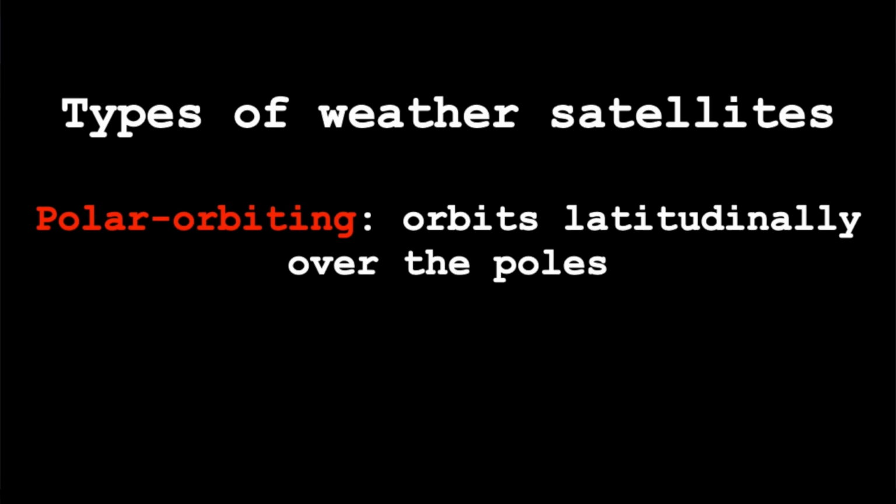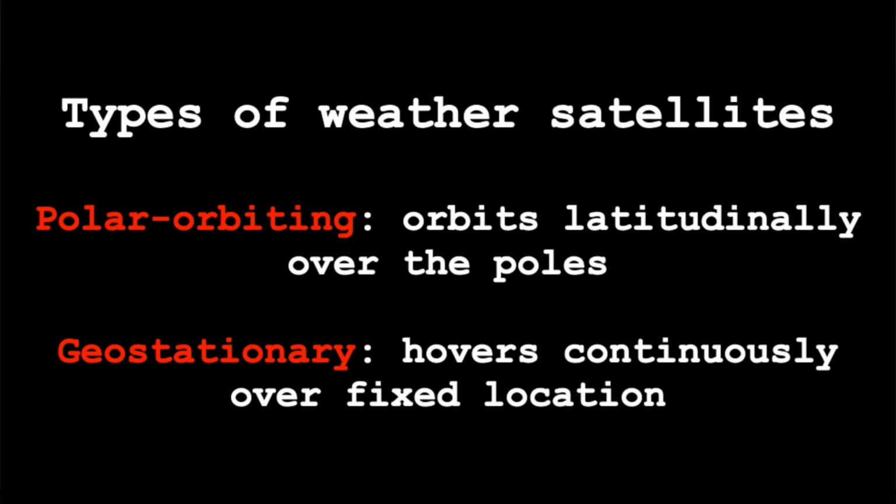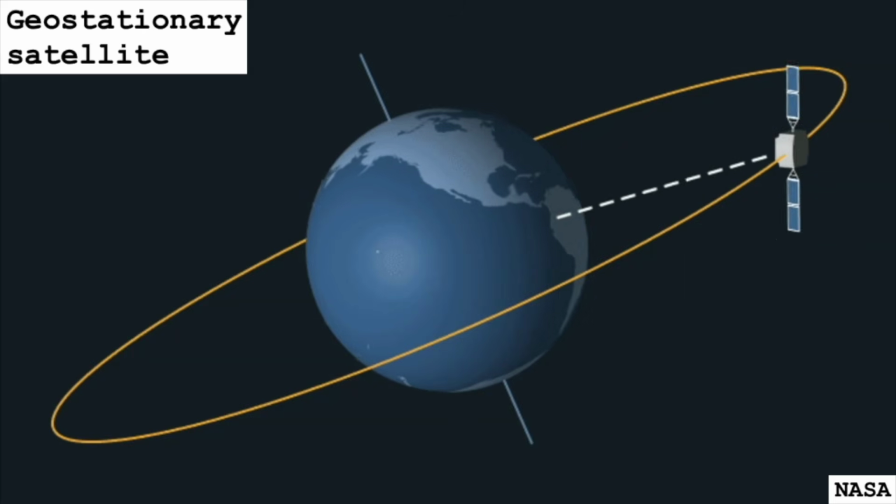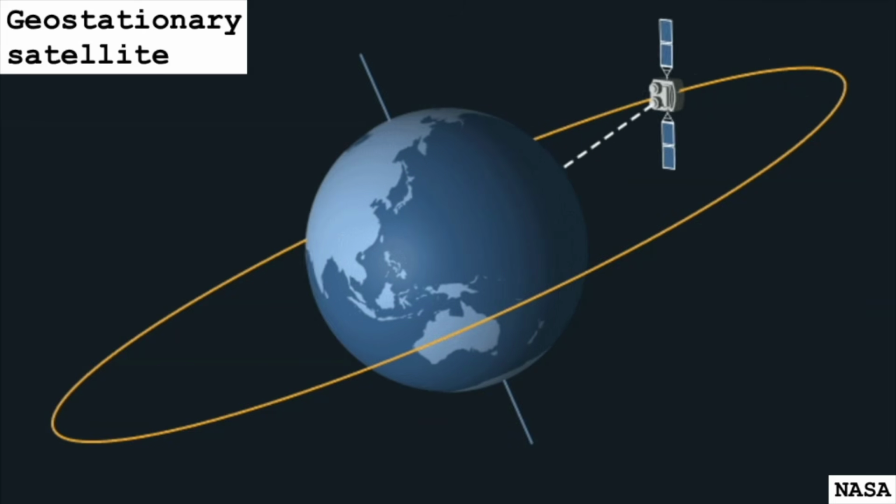rest of the globe. This is where the second type of weather satellite comes in, which are called geostationary satellites. Geo meaning Earth, stationary meaning not moving. So, geostationary satellites hover continuously over a single fixed location on Earth's surface. Essentially, they're synced to Earth's rotation, so they orbit just once around the Earth per day.